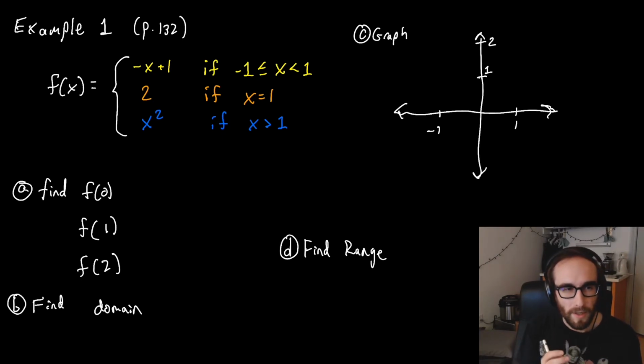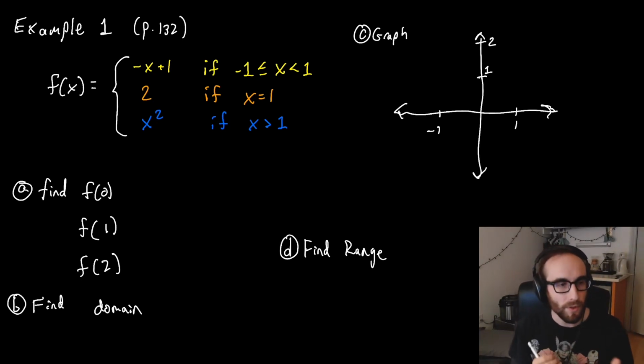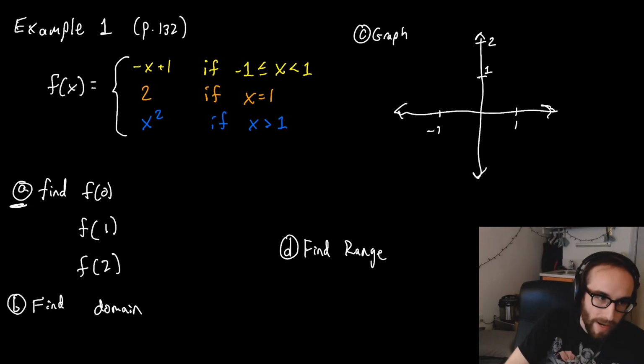So we're going to take a look at a few different aspects of f of x. First, we're going to evaluate a few values of x in f of x. In other words, we're looking at letter A over here.